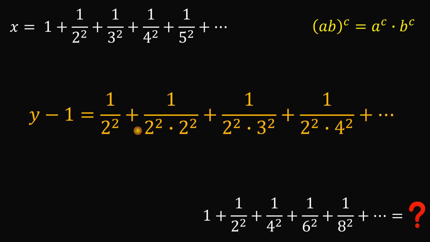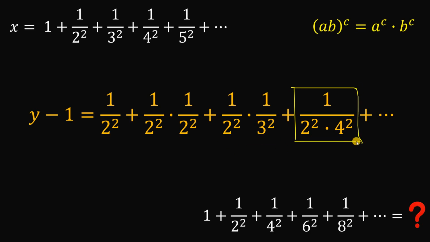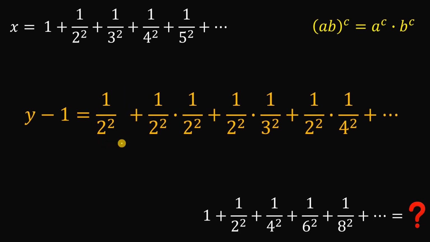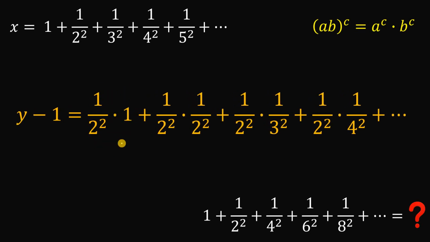Now, we can split this 1 over 2 squared times 2 squared as follows. We have 1 over 2 squared times 1 over 2 squared. We can also do the same thing in this expression, 1 over 2 squared times 3 squared. And of course, we can do the same thing in this expression. And now take note, we can multiply this 1 over 2 squared by 1, and the value is still the same. Now, why do we do that? Because take note, we can see a common factor of 1 over 2 squared.